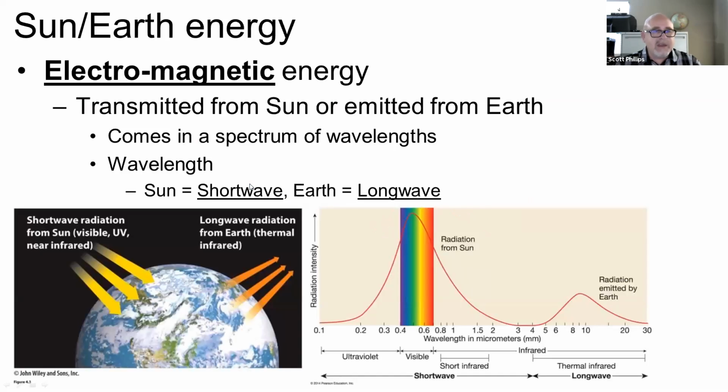All right, just to recap, this is all part of what we call electromagnetic energy. It comes in a spectrum of wavelengths, and this is the type of energy specifically transmitted from the sun or emitted into space by Earth. What I want you to bear in mind, because this will be important, is that the sun is giving off shorter wavelengths because it's hotter, and the Earth is giving off longer wavelengths because it is not as hot. It is a cooler object than the sun. So the wavelengths of energy are different.